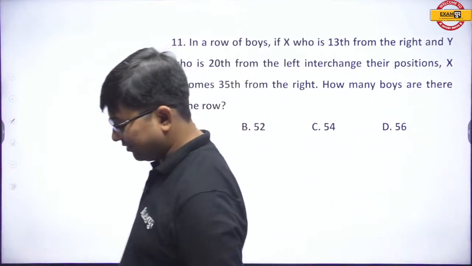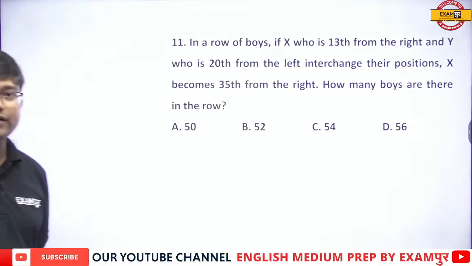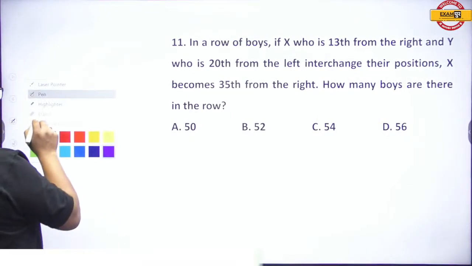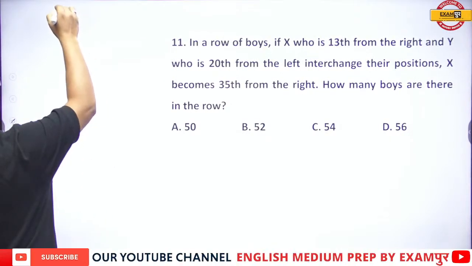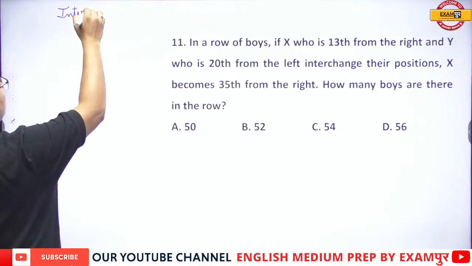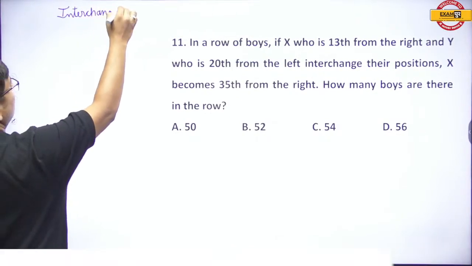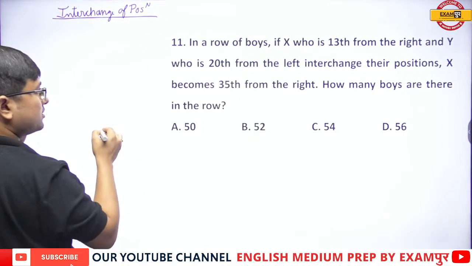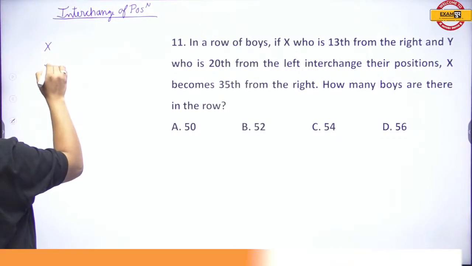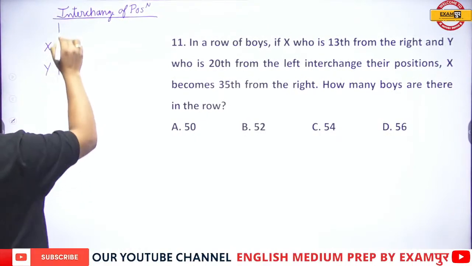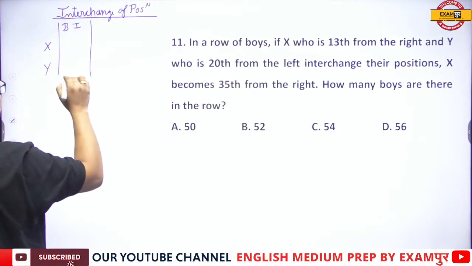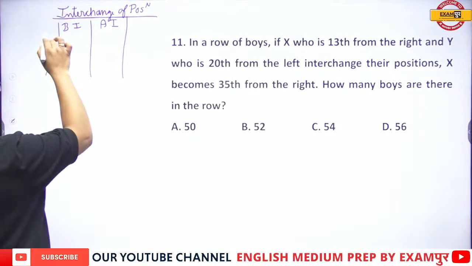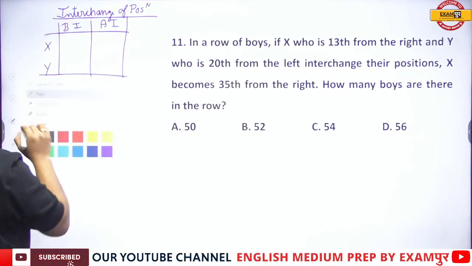Okay, now listen to me very carefully. It's very, very important. So in a row of boys, please understand, whenever questions of interchange of position come in the exam, then two persons are given. One is X, Y, or another, it can be anything. Now the position of both of them before interchange would be given, and the position of any one of them after interchange will be given.